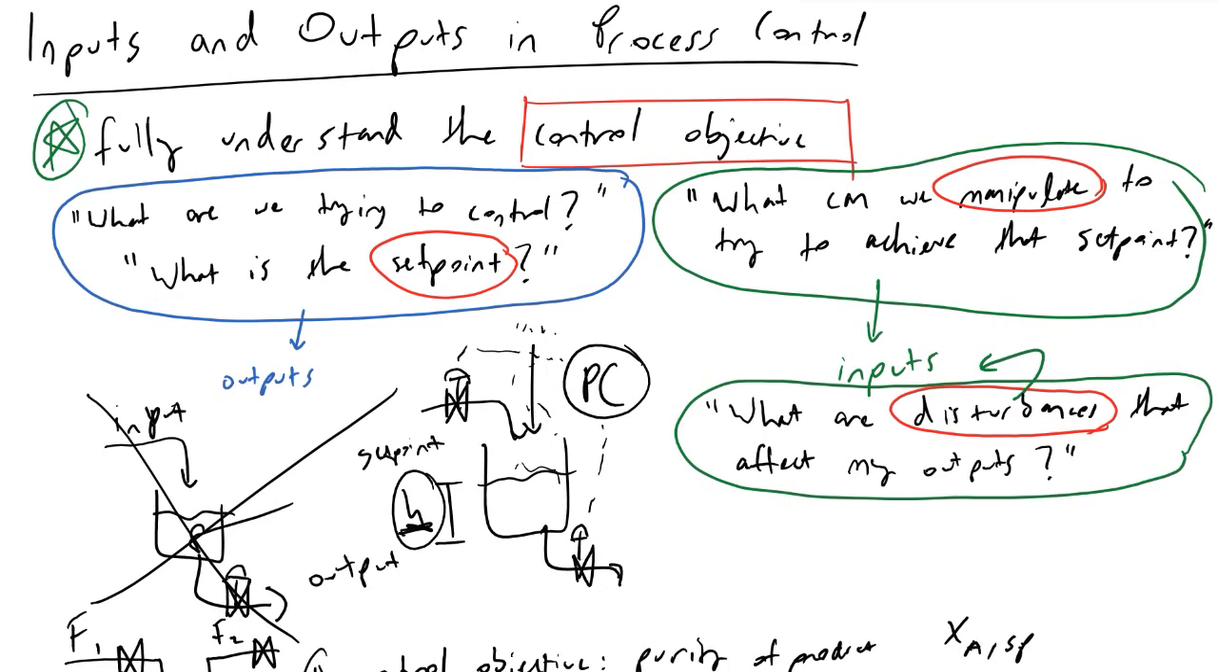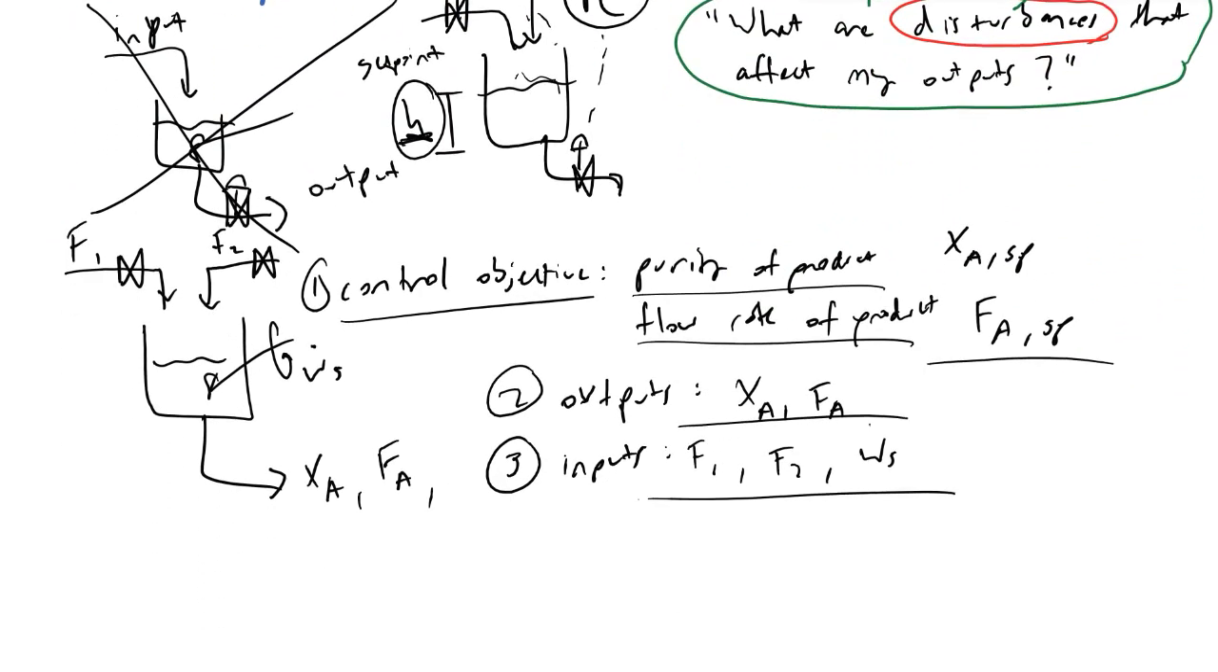It's very easy to assume we just care about outlet flow rates, but sometimes an output here would be like F total, F tot, and in that case, even though it's in your effluent stream, it's really an input because it's another piece of information that your process controller can use or potentially change in order to influence F sub A and X sub A.